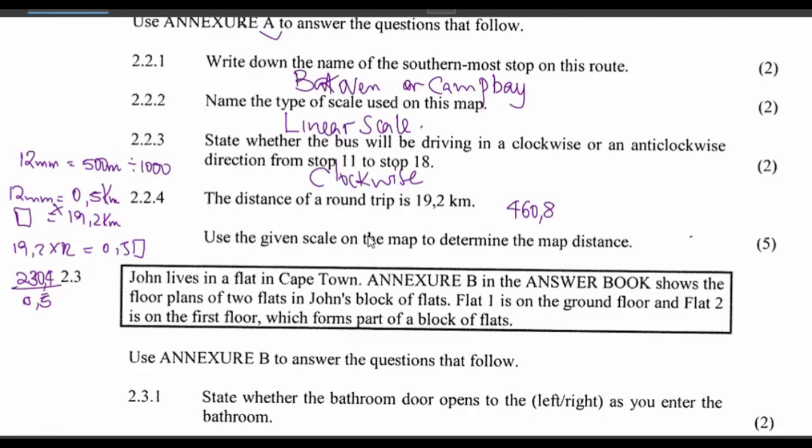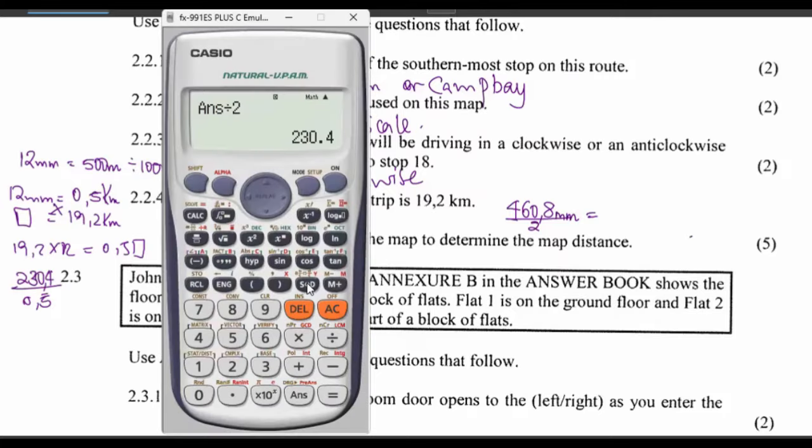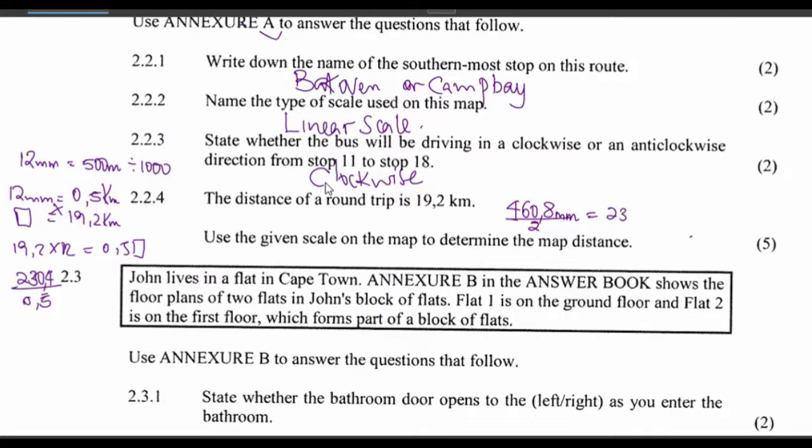Remember, these are millimeters. And don't get scared. But since they said a round trip, meaning a single trip, you would divide it by 2 to make sense out of it. Divided by 2, it is 230. These are millimeters. In actual sense, it becomes 23 centimeters. But it's fine. Even though you got 460,8, it's a round trip.